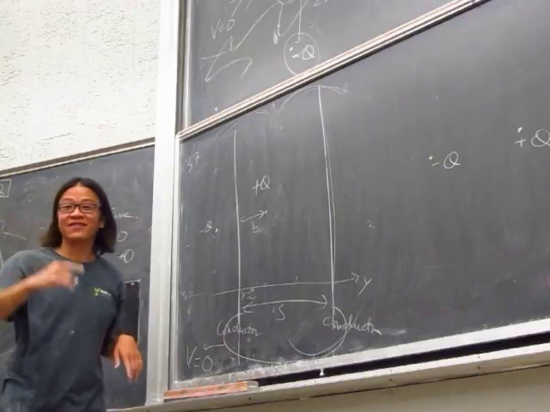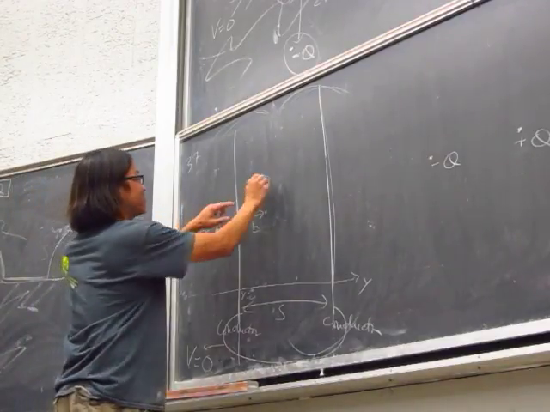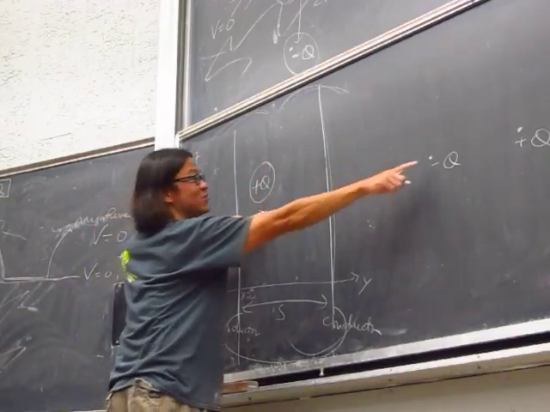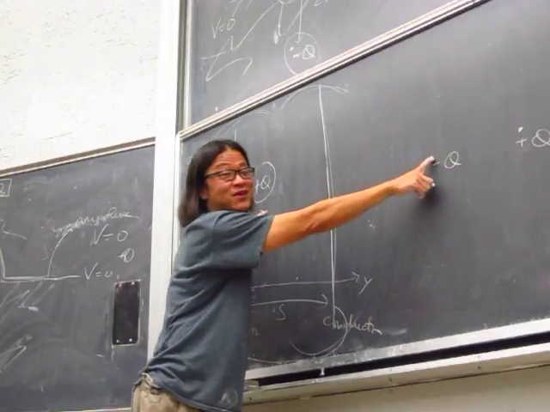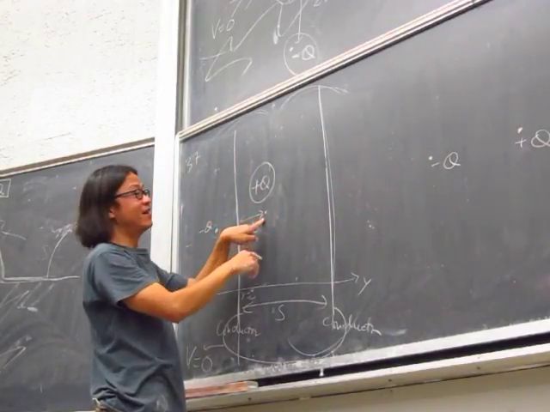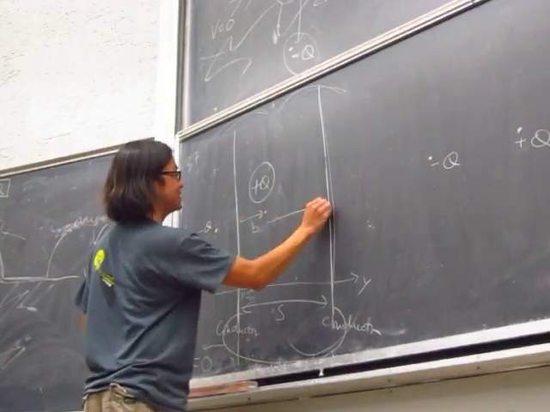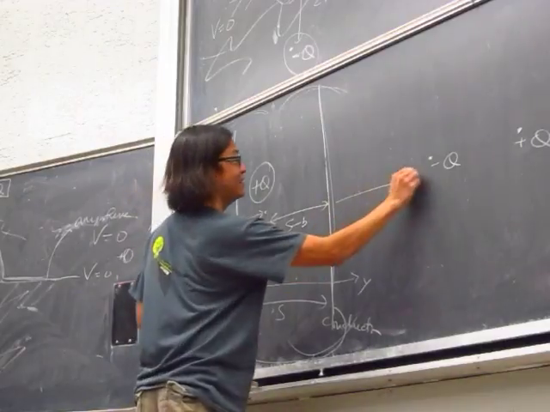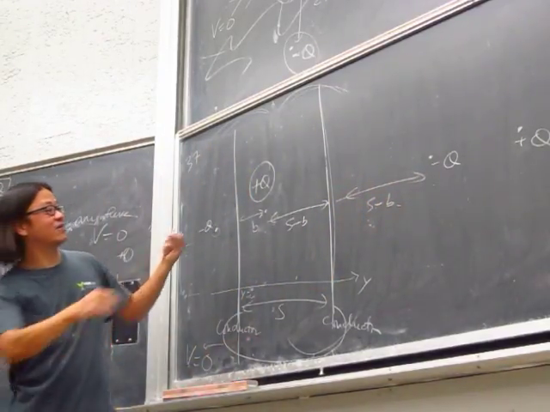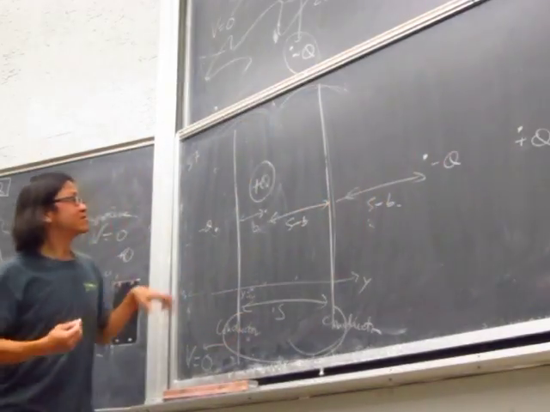Wait, why is there a minus Q on the far right? This is the only real charge, right? There is an image of this plus Q, which is this minus Q. This minus Q is an image of plus Q. And how far is it? Is it exactly the same distance? Yes, this distance here is S minus b. This is also S minus b. Oh, that makes sense. Okay, did I draw this too far? Yeah.